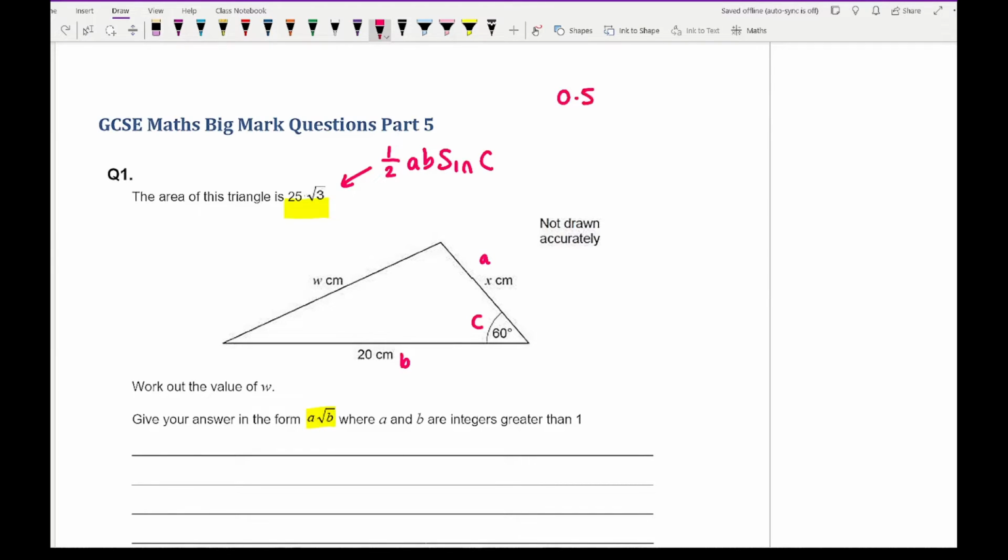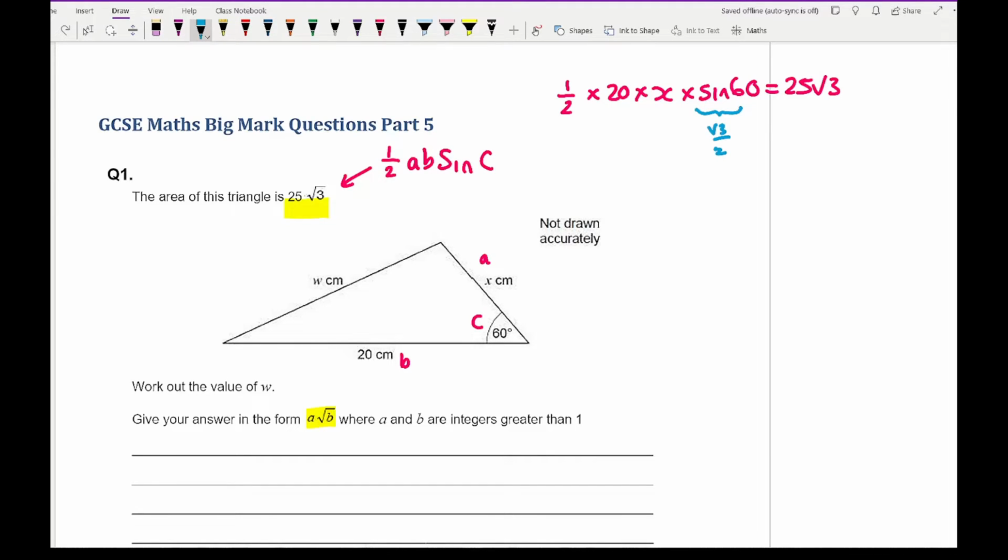a half, let's go for a half because we're looking at non-calculator. So let's go for a half multiplied by 20 multiplied by x multiplied by sine 60 equals 25 root 3. Now I want to work out what x is. So if I just simplify the left-hand side as much as possible, now sine 60 is root 3 over 2. And if you're not sure about remembering the exact values of trig, there are easy ways to do that, and there's a video that I've got on the channel that you can watch.